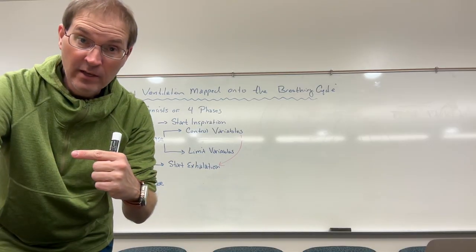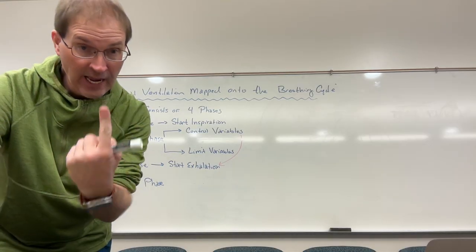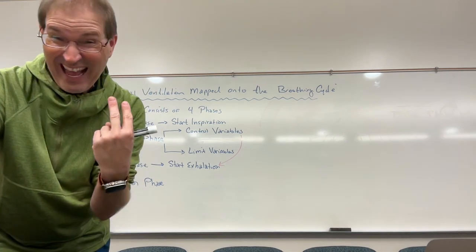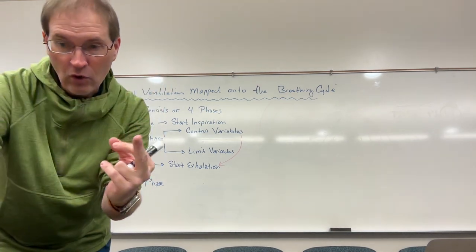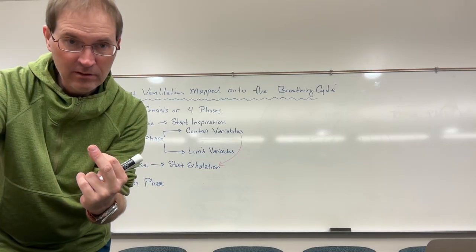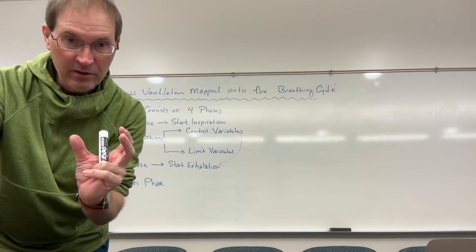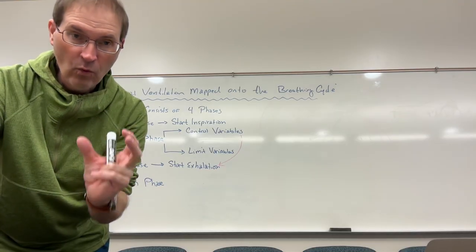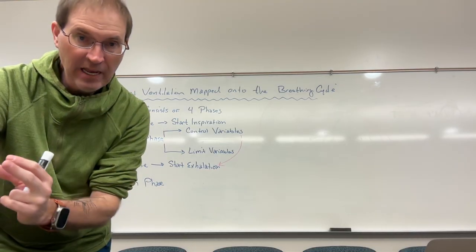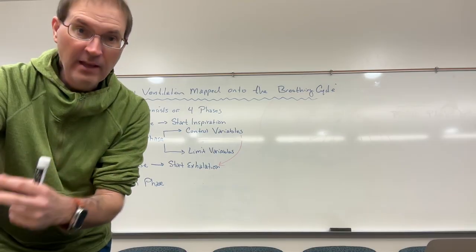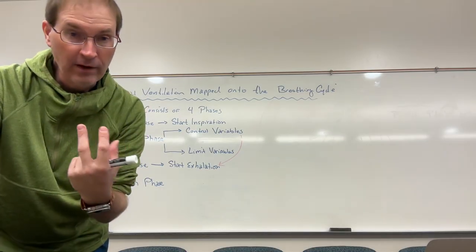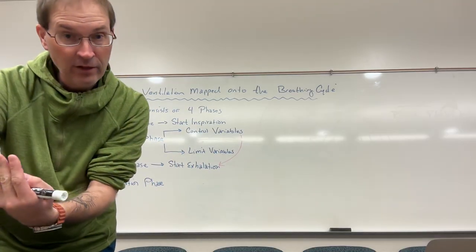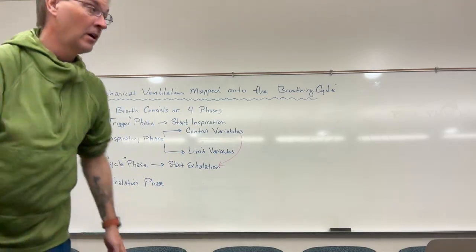So trigger is what we use to initiate inhalation, and cycle is what we use to initiate exhalation. And the control variables are the primary variables that the ventilator uses to determine how I cycle out of inspiration. And these are sometimes called control, right? Like pressure control ventilation uses pressure, volume control ventilation uses volume, all right?